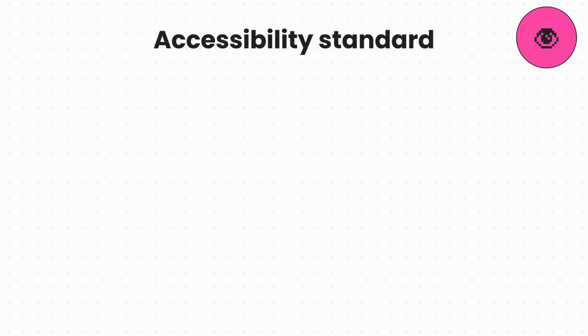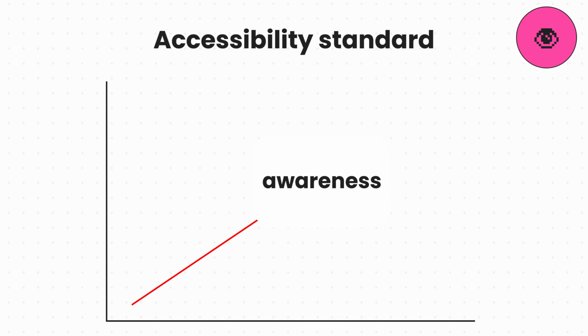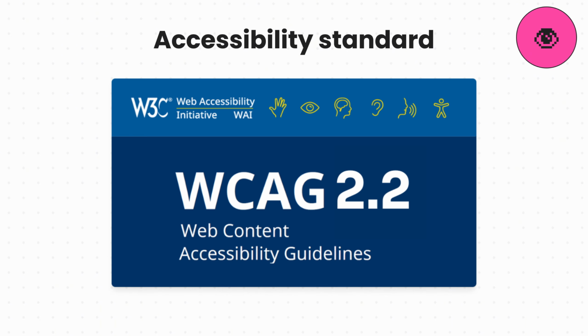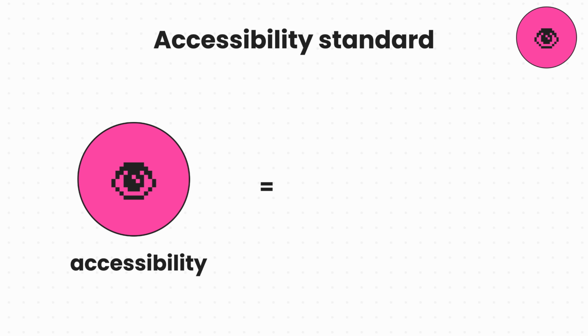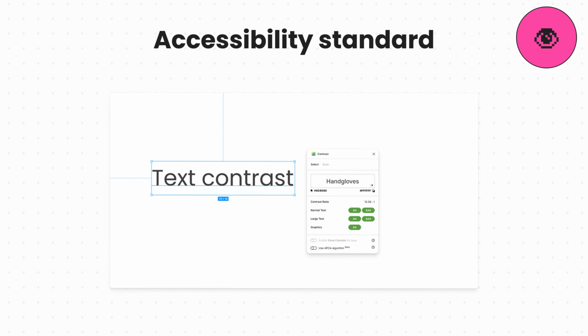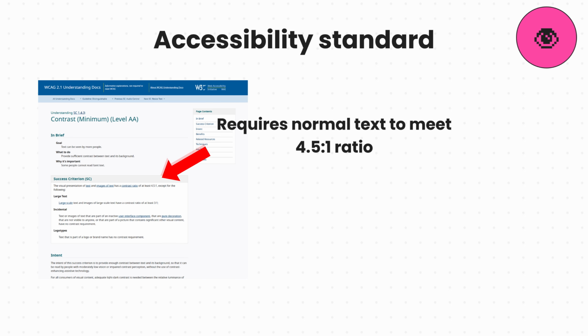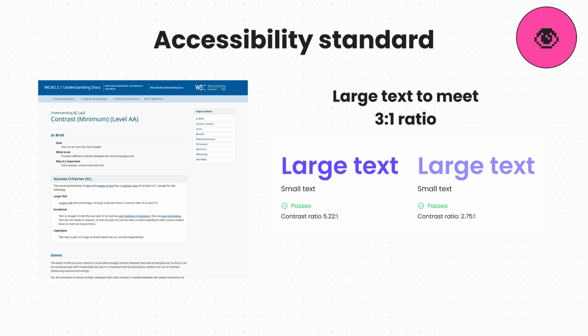Accessibility standard. For years, accessibility was an afterthought, with tiny fonts, low contrast colors, and broken screen reader support. But as awareness grew and standards like Web Content Accessibility Guidelines became law in many countries, accessibility shifted from optional to essential. One practical example is text contrast. WCAG requires normal text to meet at least a 4.5 to 1 contrast ratio against its background, and large text to meet 3 to 1.